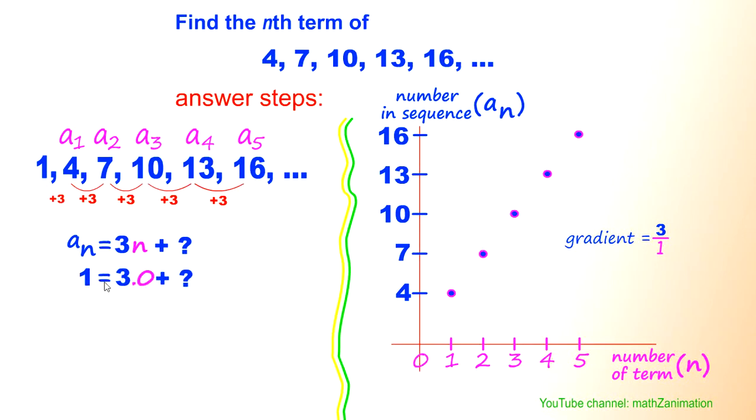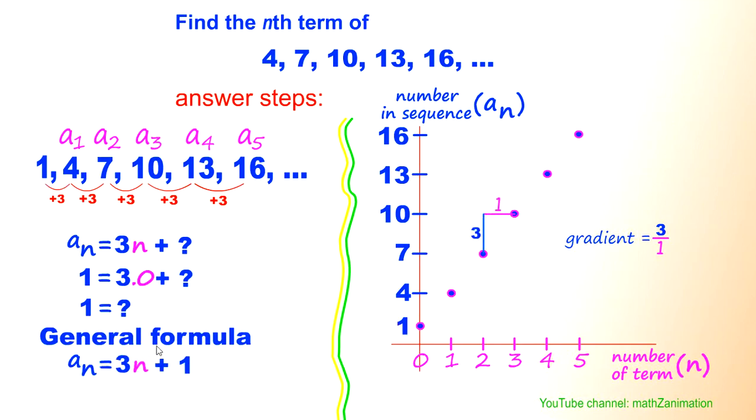So when n equals 0, the term is 1, because 1 is the zeroth term. So we get the question mark equal to 1. So the general formula is a sub n equals 3n plus 1. Okay, this is the steps for how to get the general term of the sequence.